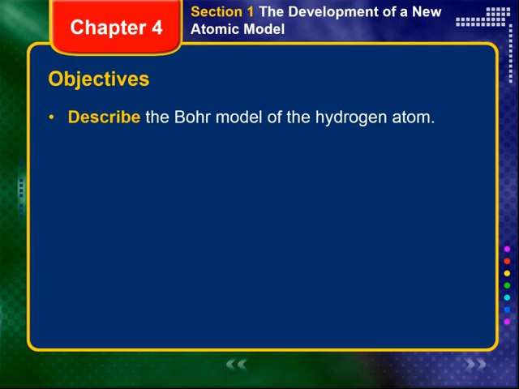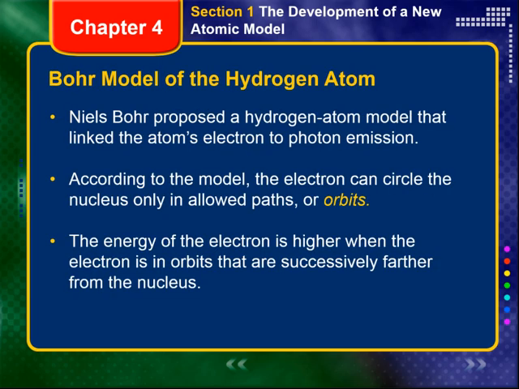To be able to describe the Bohr model of the atom. The puzzle of the hydrogen atom spectrum was solved in 1913 by the Danish physicist Niels Bohr. He proposed a model of the hydrogen atom that linked the atom's electron with photoemission.